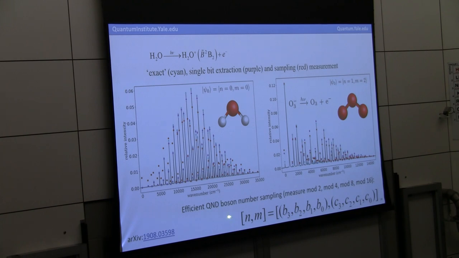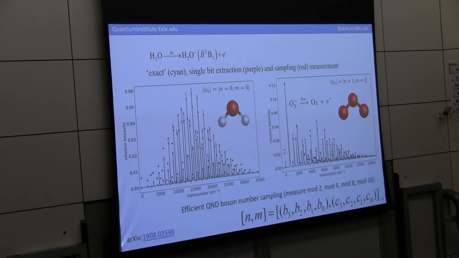You can tell it's a chemistry paper because it's in inverse centimeters. And the position of each line is determined by two integers: how many of mode 1 quanta are there, and how many of mode 2. So I showed you before we can count quanta. In this case it's how many microwave photons are in each of the two cavities.